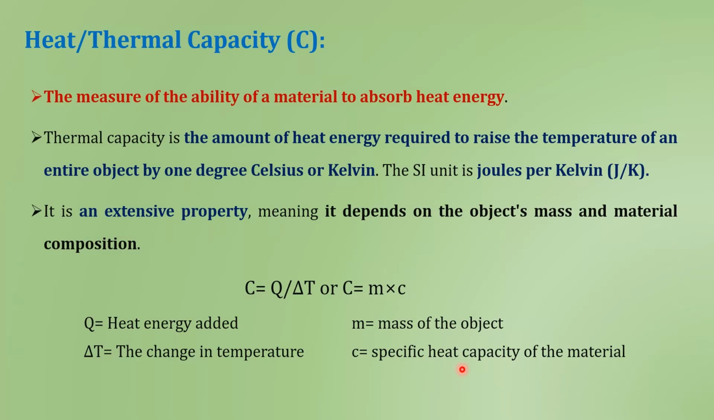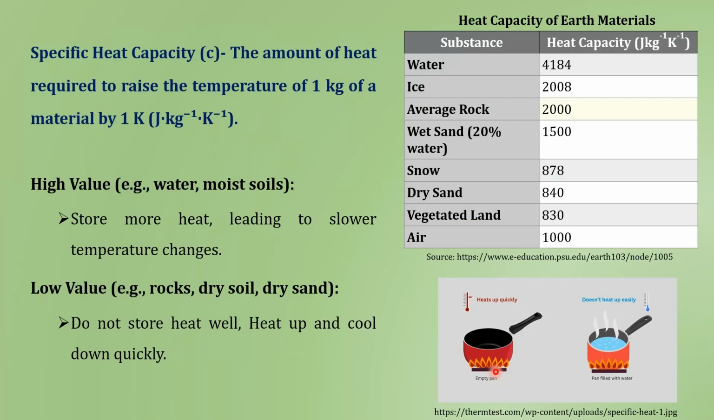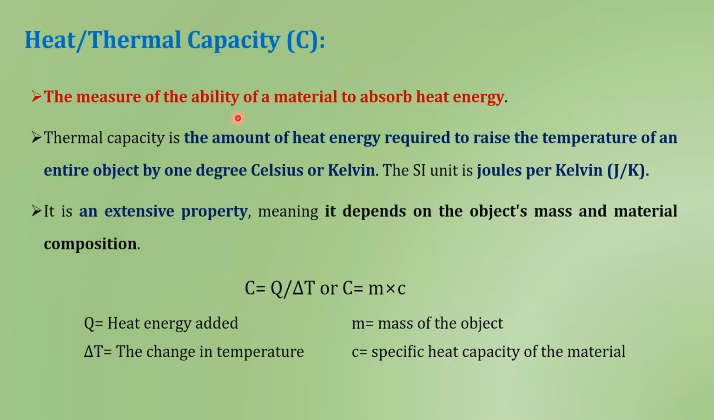Now, this specific heat capacity is defined as the amount of heat required to raise the temperature of 1 kg of material by 1 Kelvin, and the unit is joule per kg per Kelvin. So when we multiply the specific heat capacity with the mass of the object, we get the thermal capacity, that is the amount of heat energy required to raise the temperature of the entire object.